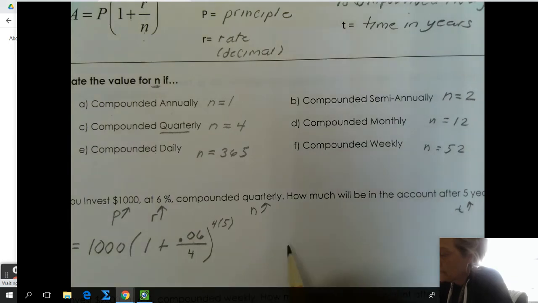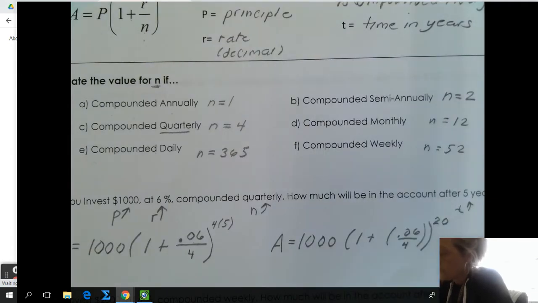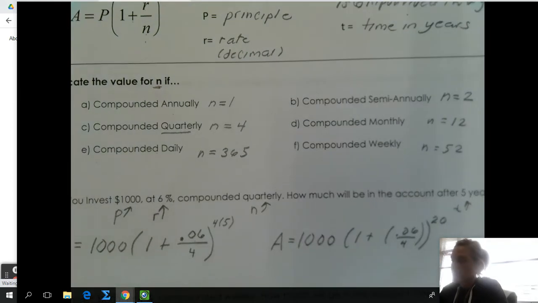I'm going to clean this up before we throw this in the calculator. So A is equal to 1,000 times 1 plus. We're going to put this 0.06 divided by 4 in its own set of parentheses, close both sets of parentheses, and raise that to the 20th power. Okay, that's the setup. Let's set up 2 and 3, and then we're going to go back and do the calculation with our calculator.